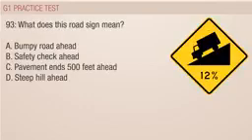Question 93. What does this road sign mean? A. Bumpy road ahead. B. Safety check ahead. C. Pavement ends 500 feet ahead. D. Steep hill ahead. Answer D. This is a steep hill ahead road sign.